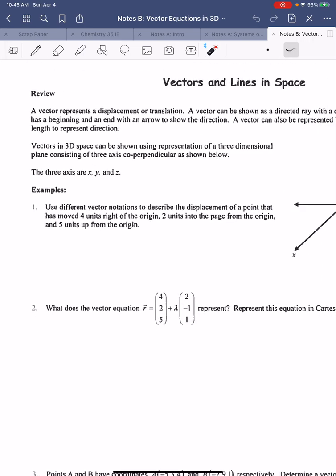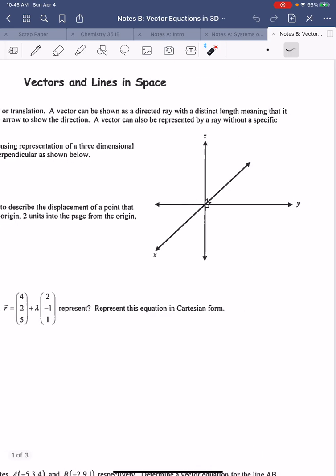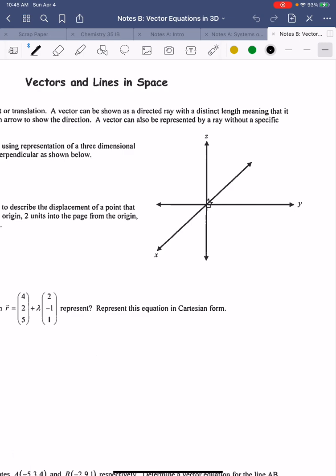So let's look at example 1. Use different vector notations to describe the displacement of a point that has moved 4 units right, 2 units into the page from the origin, and 5 units up. So this is our 3-dimensional Cartesian plane, and this is what it usually looks like. X is going in and out of the page. This is X. And Y is going to the side, which is weird because that usually is X, right? But that's Y. Then Z is going up and down. So that's what it looks like.